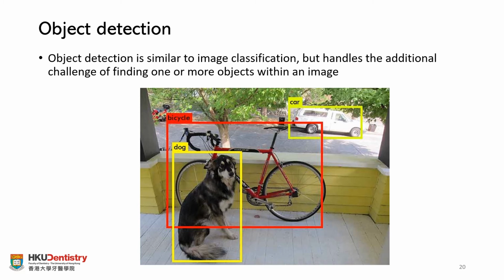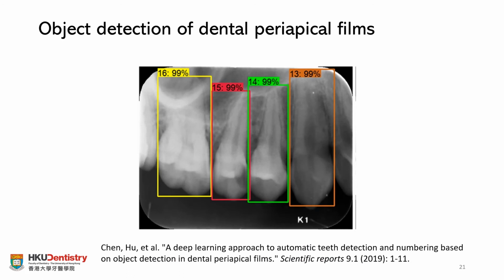For example, here we have one image, and we want to discover different objects like car, bicycle, and dog, and put one rectangle around each of them. So the problem here is more complicated than the image classification model. Object detection algorithm also is very useful in dentistry and oral health.